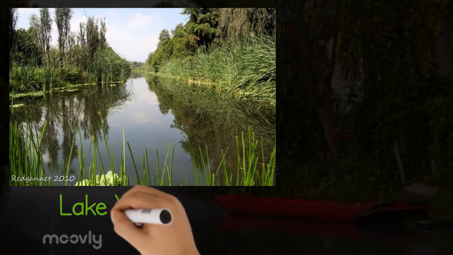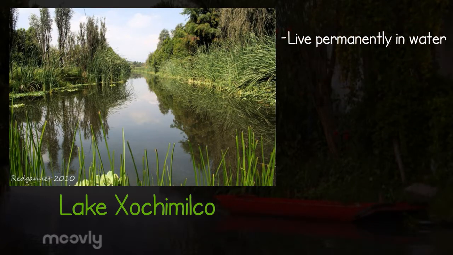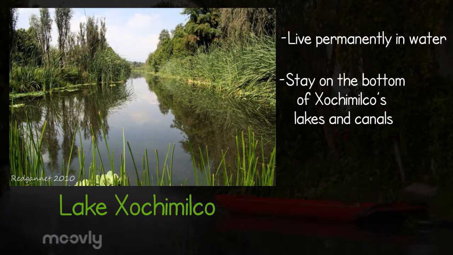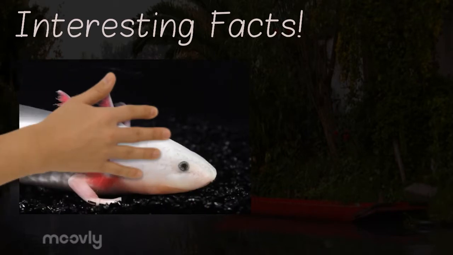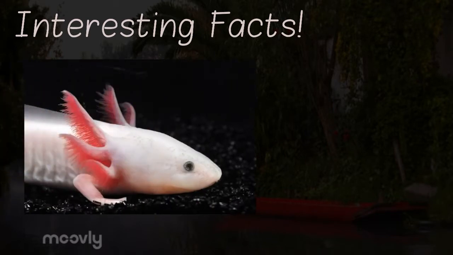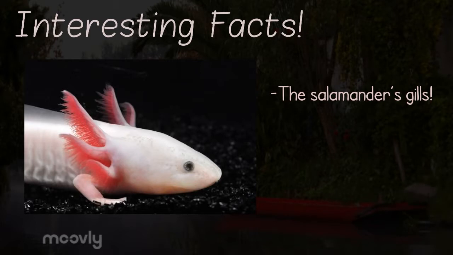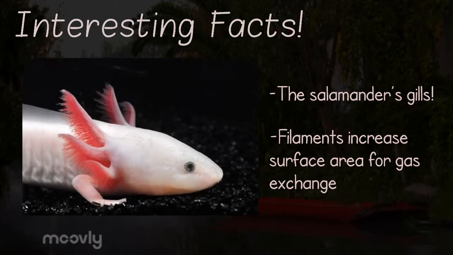Only being found in the lake complex of Xochimilco, axolotls differ from other salamanders in that they live permanently in water. In extremely rare cases, an axolotl will progress to maturity and emerge from the water, but by and large, they are content to stay on the bottom of Xochimilco's lake and canals. The impossibly silly branches that grow from the axolotl's head might not seem practical, but they're actually the salamander's gills. The filaments attached to the long gills increase surface area for gas exchange.